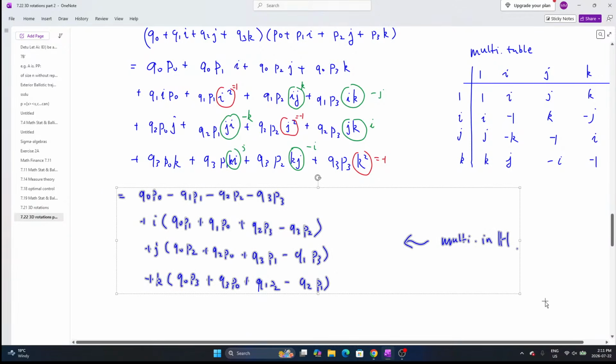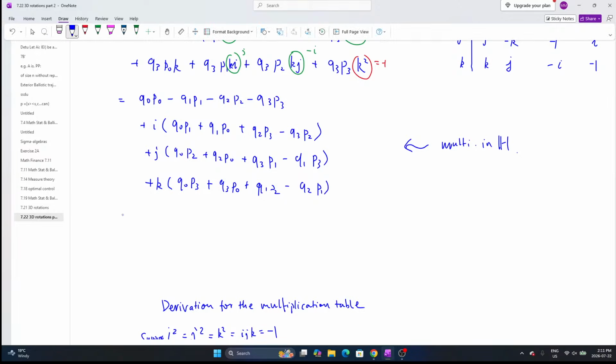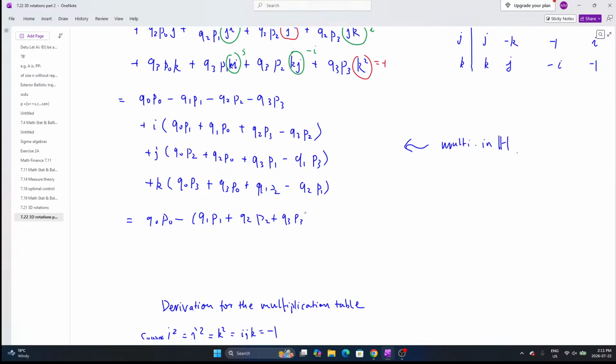So there you go. Here we have, you see, this looks like, okay, so first of all, let's write just Q naught P naught minus Q1 P1 plus Q2 P2 plus Q3 P3 quantity. Okay, that's the first row.